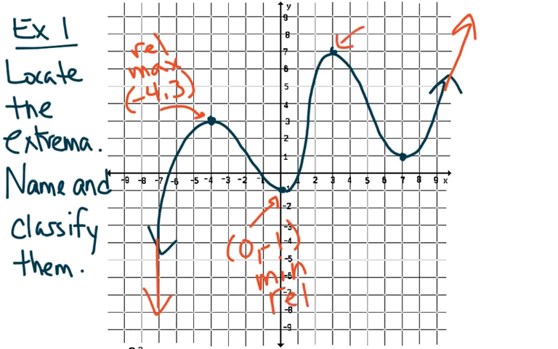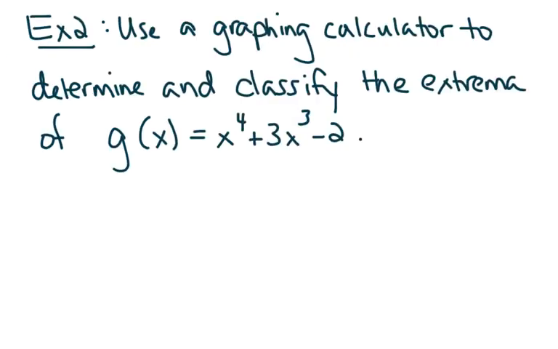This ordered pair is at 3, 7. It's a relative max. And this ordered pair here is at 7, 1, and it's at a relative minimum. We're also going to talk about using the graphing calculator to help us find maximums and minimums, because not all maximums and minimums are going to be at nice integers.